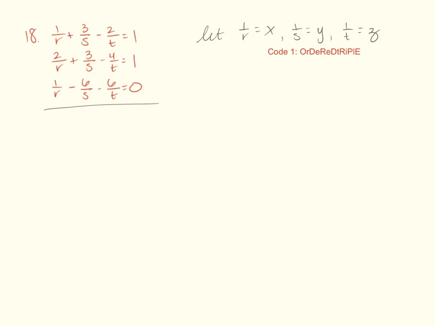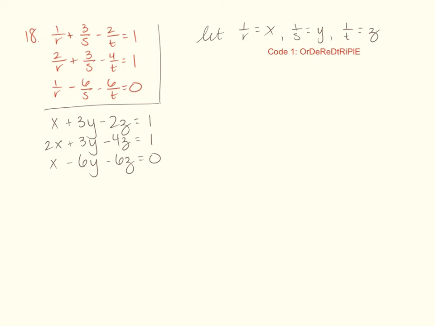So we end up now with our system looking like x plus 3y minus 2z is equal to 1, 2x plus 3y minus 4z is equal to 1, and x minus 6y minus 6z is equal to 0. And so we're going to attempt to solve this again.